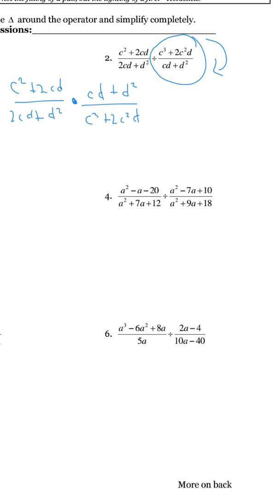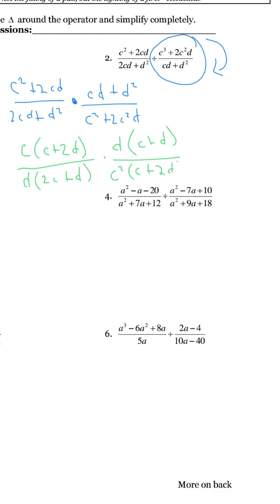So let's factor. On the top left, we have a c as a GCF, so it's c + 2d. On the bottom left, we have a d as a common factor, so d is pulled out, and we're left with 2c + d, and we're multiplying across. So the right side on the top, we have a d as a common factor. So we have c + d. And then on the bottom right, we have c² as a common factor. So that'll leave us with c + 2d.